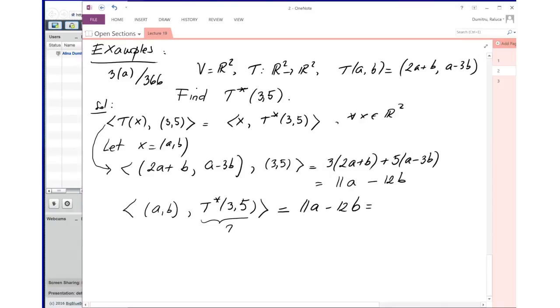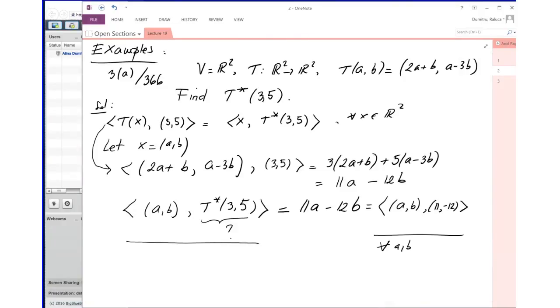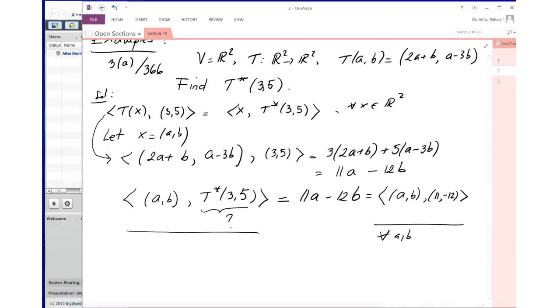Isn't it the inner product between (a, b) and (11, -12)? That's how you get 11a minus 12b, by taking the inner product between (a, b) and (11, -12). And remember, this should hold for any a and b. So for any vector in the first argument, when is that possible? Only when the second arguments are equal to each other.